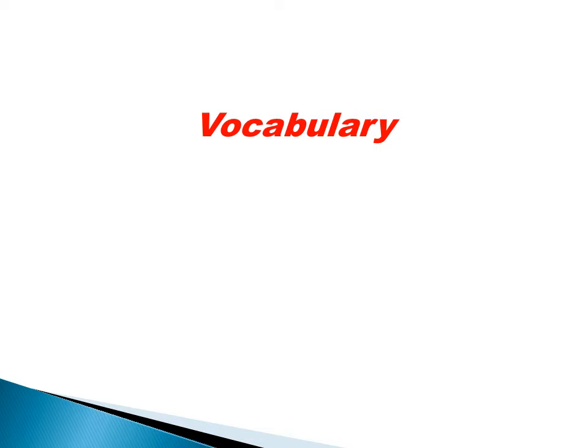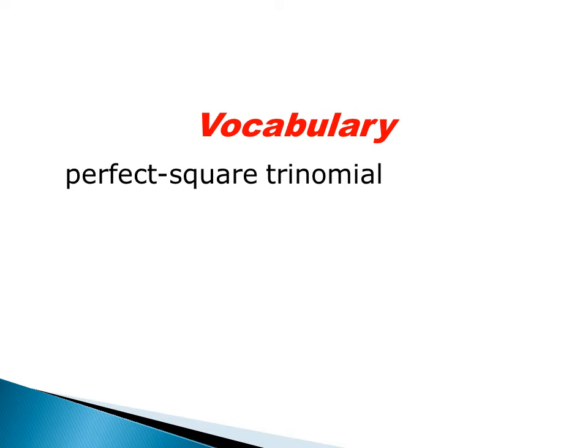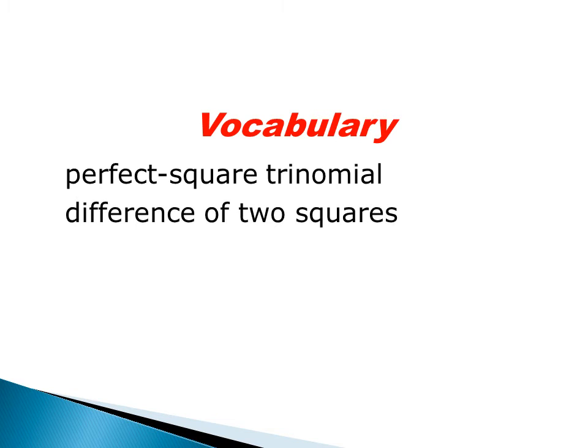Okay, here is the vocabulary that we are going to look at, two of them only. The two of them are called perfect square trinomial and then difference of two squares. These are the two that we are going to learn today.